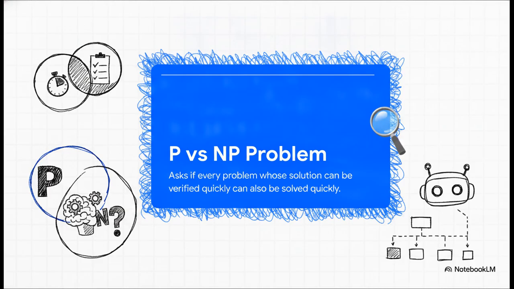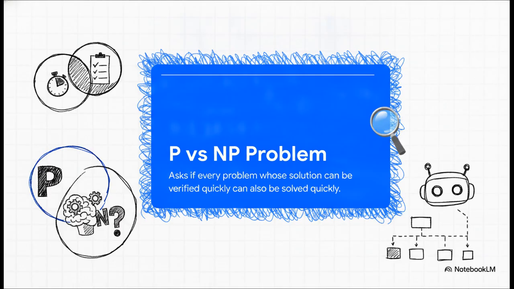So what exactly is this beast? Well, the P versus NP problem asks a deceptively simple question: whether every problem whose solution can be verified quickly can also be solved quickly. In computer science terms, P stands for polynomial time. This represents the problems computers can solve quickly. Think of it as a totally reasonable amount of time that scales predictably as the problem gets bigger.